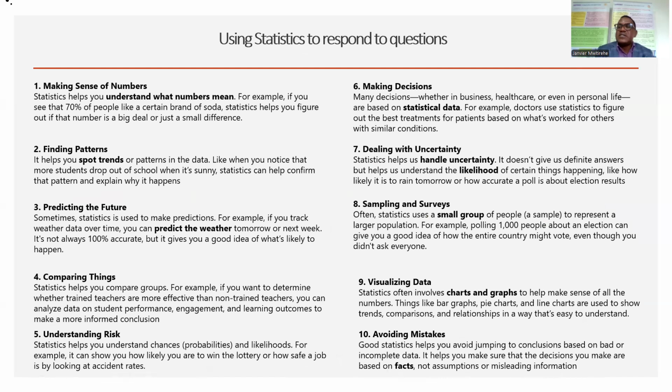We can't go without statistics. Why? Monitoring, evaluation, and learning is more about collecting data, either qualitative, categorical data or numerical data. So we need to be using them, first of all, to make sense of the numbers. For instance, in the given example, if you see that 70% of people like a certain brand of soda, what does that mean?